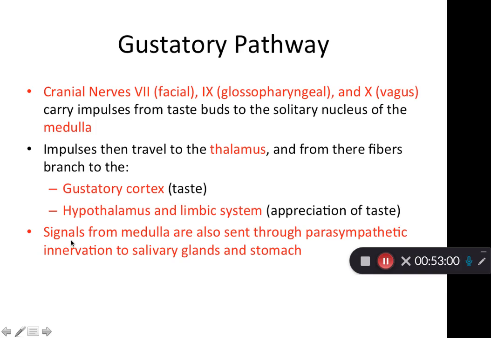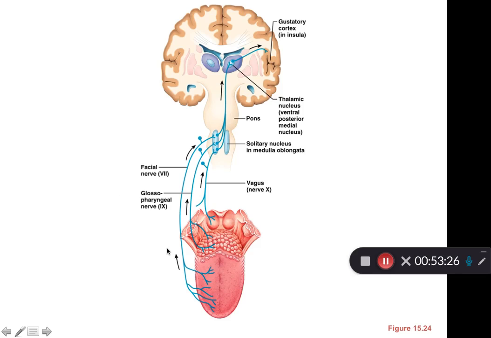So the signal from the medulla is also sent through the parasympathetic innervation to the salivary glands and the stomach. So from the medulla, the taste sensation can also stimulate the salivary glands and the stomach secretion. Okay, so let's see this slide.